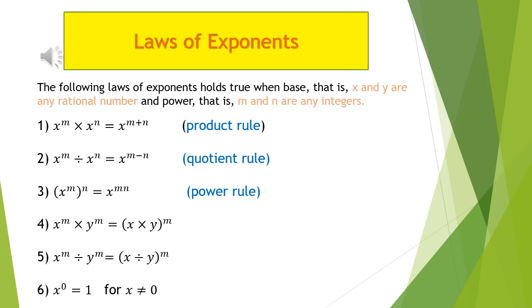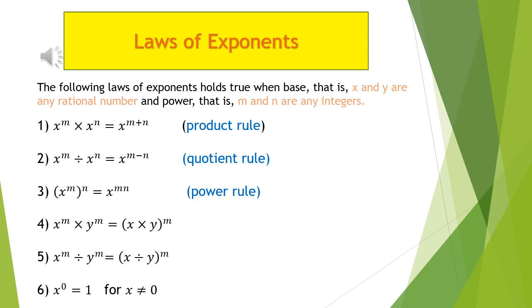Now come to the very important part of this chapter, laws of exponents. The following laws of exponents hold true when your base is any rational number and your power is any integer, maybe positive, maybe negative, maybe zero. The first law says that x raised to the power m multiply x raised to the power n is equal to x raised to the power m plus n. It is known as the product rule.